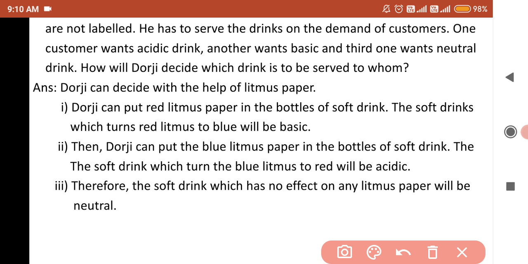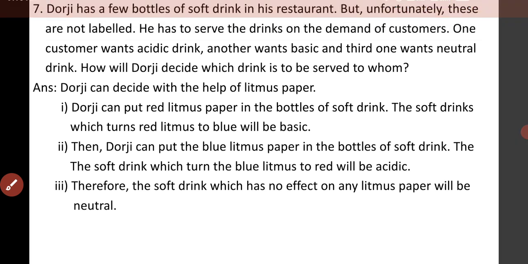And lastly, whichever soft drink does not change the color of either the blue litmus paper or the red litmus paper, the nature of that soft drink will be neutral. Dorji can easily serve the neutral soft drink to the customer who wants a neutral drink. Clear? Understood? So this is your answer of question number 7.